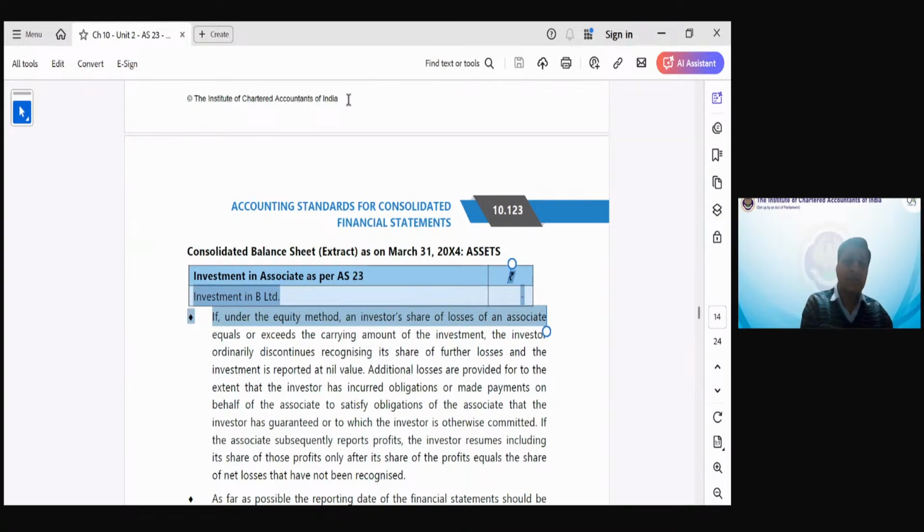Clear on this? Everyone clear on this? Quickly. Okay, so I can see some queries coming up. Hardik is saying, sir, in the last 3 years, there can be alternate that as there is a loss of investment of associate, the amount can be transferred to the holding company, and proportionately afterwards in the profit associate will see.